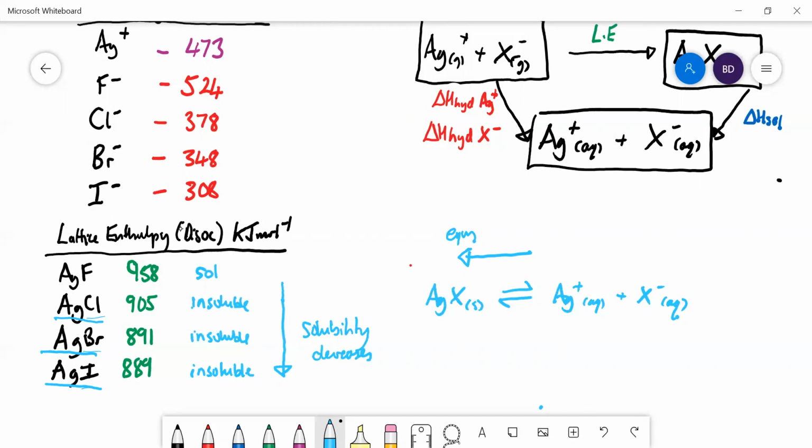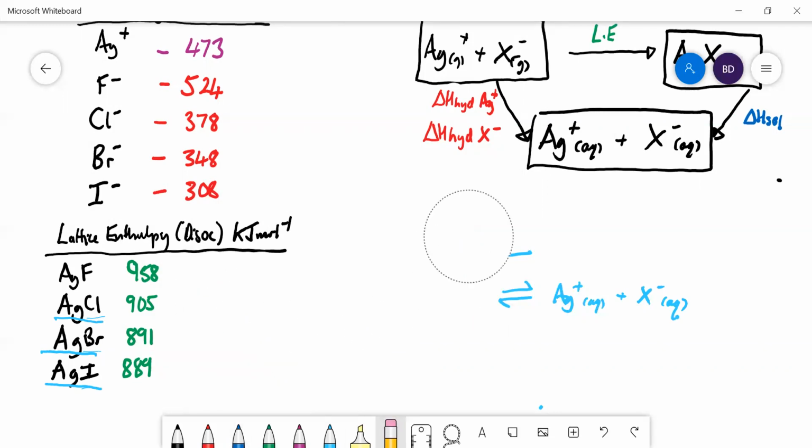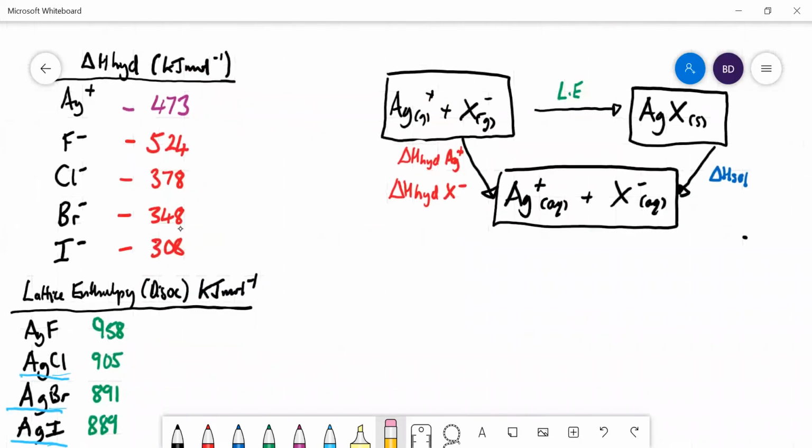What we're going to try and do now is find out, do we have a trend in delta H? Do we have a trend in delta H sol as well? We're not going to work out each one individually because it'd take too long, but we want to find out delta H sol, don't we? Yeah.